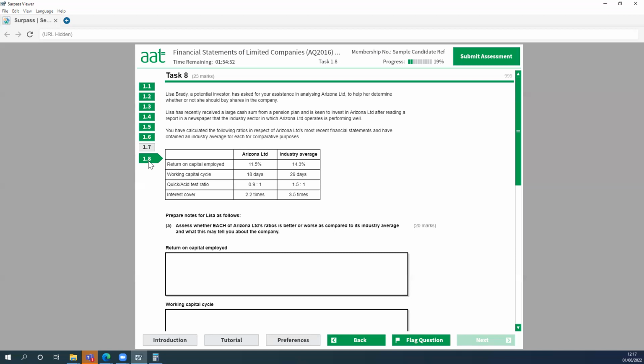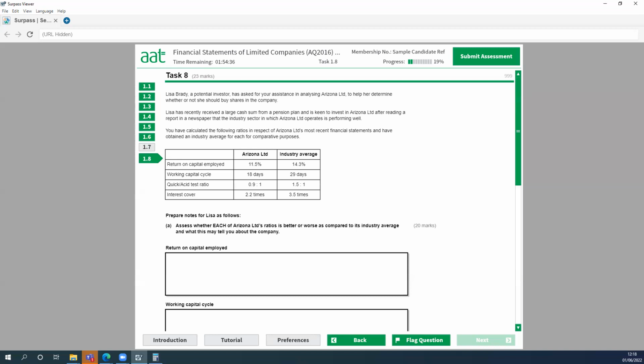Okay, so again, it says assess whether each of the ratios is better or worse as compared to the industry average, and to say what this might tell you about the company. So I'm going to split my screen with you now because I want to show you something.